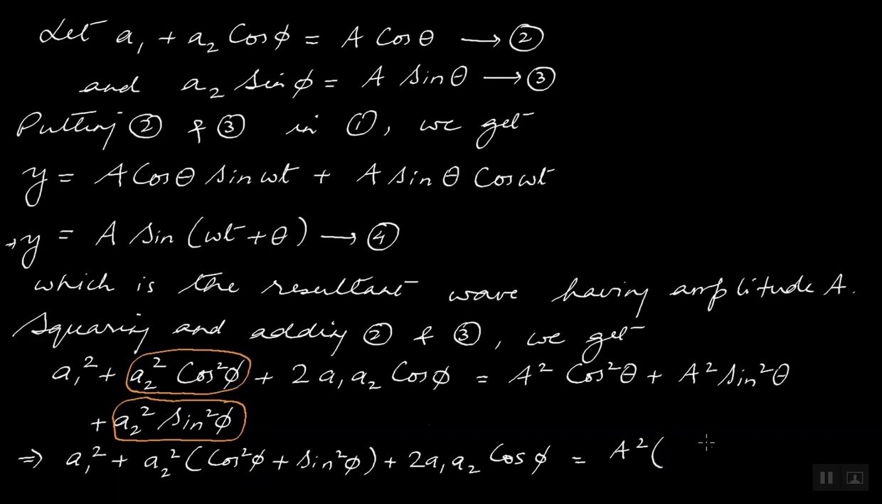Similarly, I will take common here a square. I will get cos square theta plus sine square theta. And you know very well that this term inside the bracket is equal to 1. Similarly, this term inside of the bracket is equal to 1. Okay, so therefore a square will simply be a1 square plus a2 square plus this term. Got it? So let me write that in the next page. So therefore a square is simply a1 square plus a2 square plus 2a1 a2 cos phi.